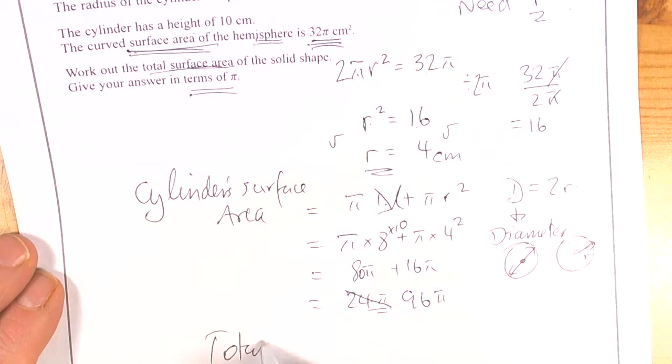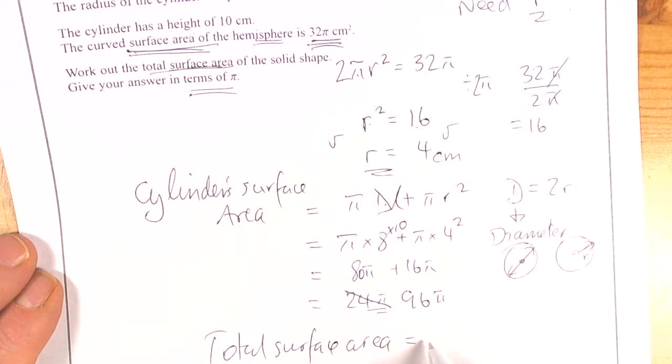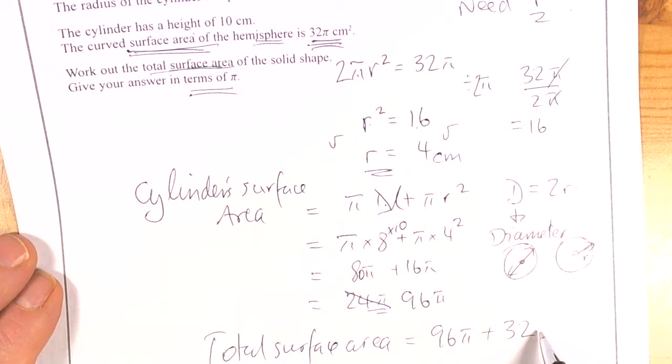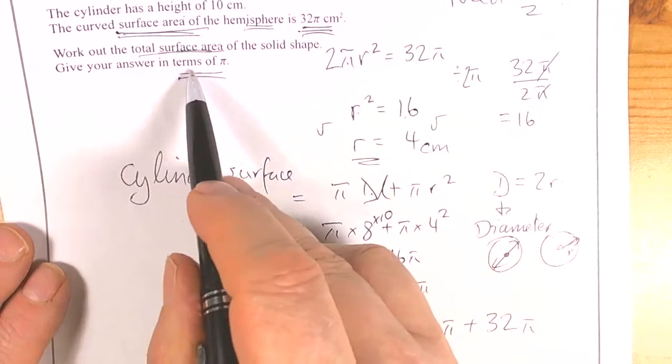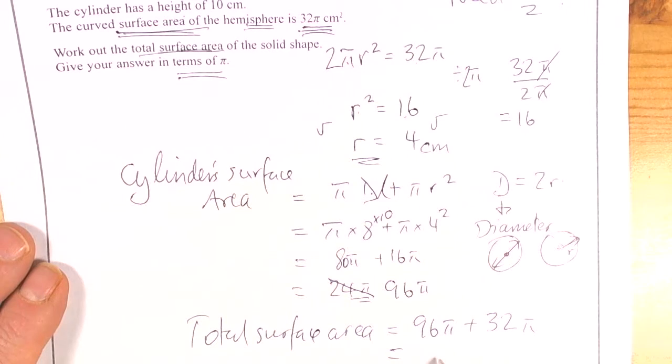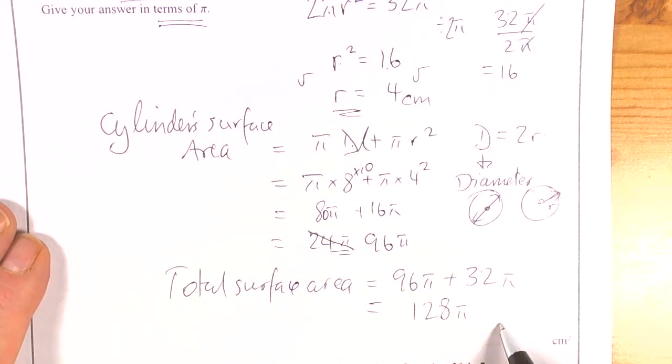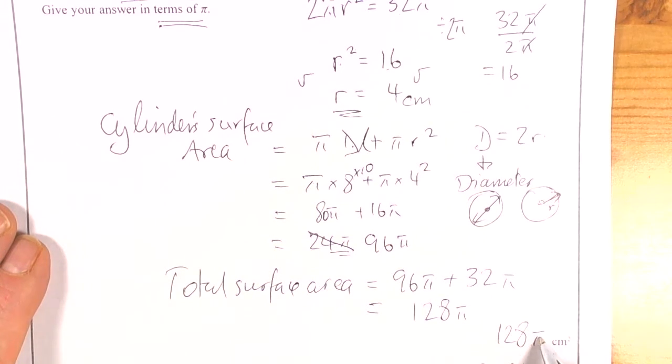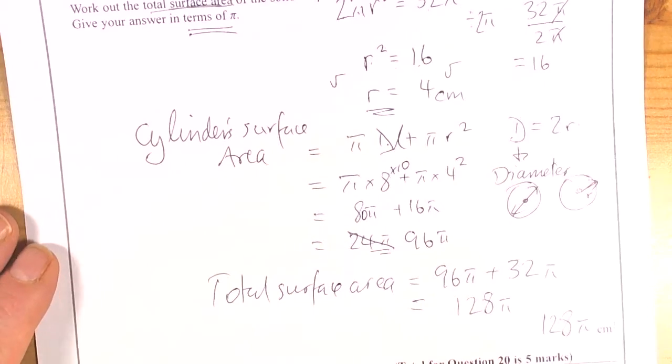So the total surface area is going to be the 96 pi plus the 32 they originally gave us, and it was 32 pi. Remember, they're talking about pi's here because the question said in terms of pi, so that's really important, and that gives us a total of 128 pi. So on the dot dot line it's going to be 128 pi square centimetres.